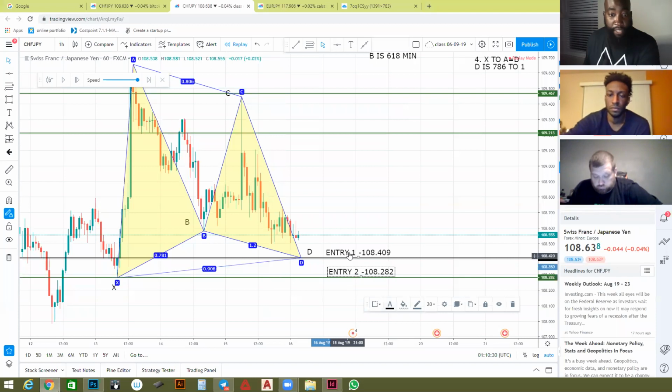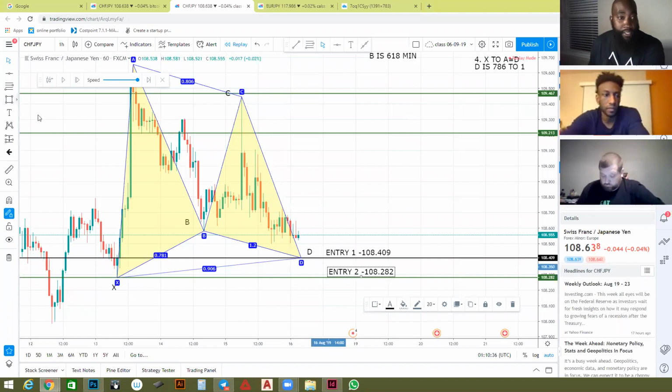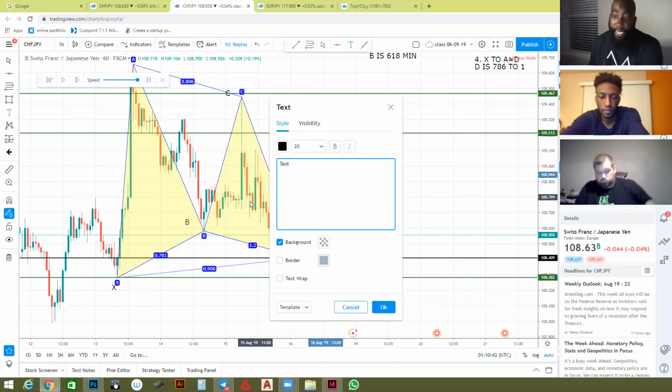So bam, that'd be your entry 1, entry 2. Now, for you new guys, if your entry is down at the bottom and your take profit is up here somewhere, if your TP is above your entry, just know you're going for a buy, automatically, off the rip.